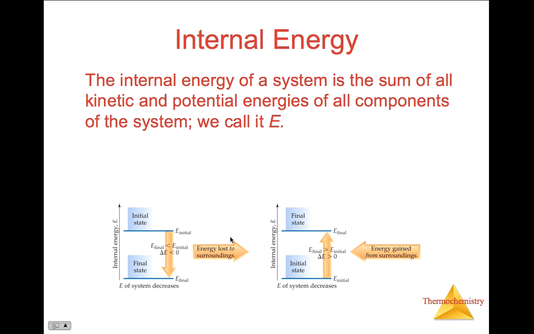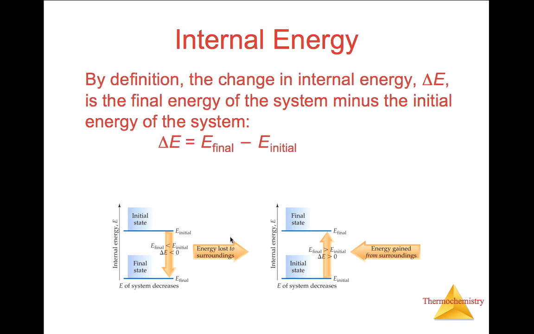Any substance that we talk about has a certain amount of internal energy. The internal energy of a particular system is the sum of all the kinetic and potential energies of all components of the system, and we call it E. When we have a sample of atoms, molecules, or ions, it has a certain amount of energy. By definition, the change in internal energy is the final energy of the system minus the initial energy of the system. You can see E final minus E initial.